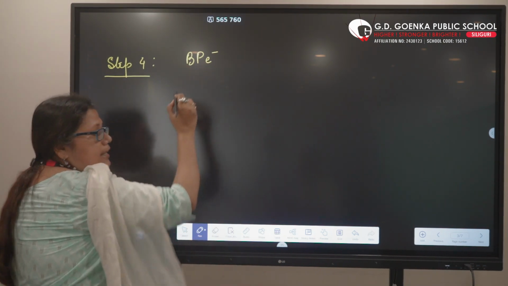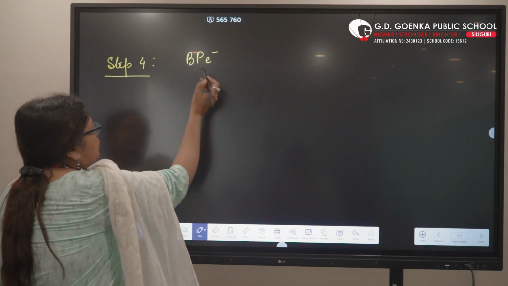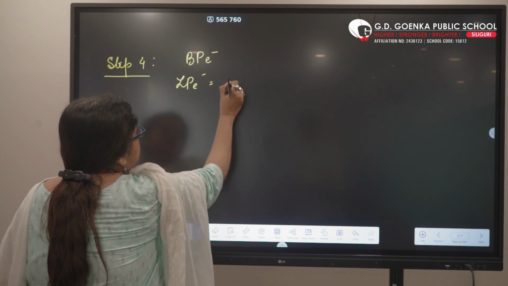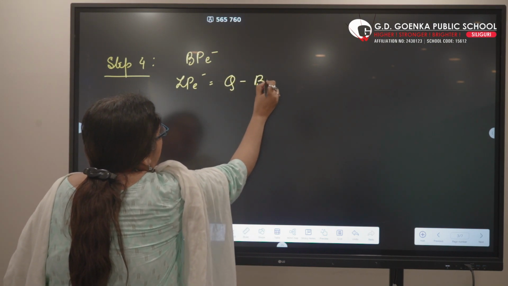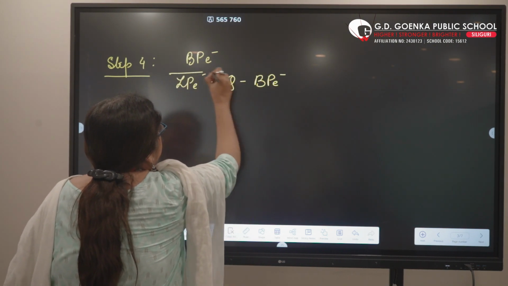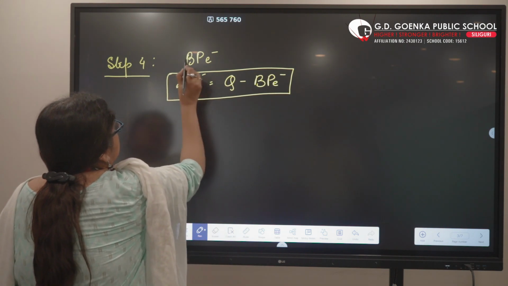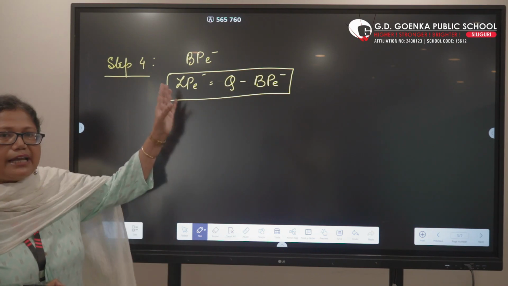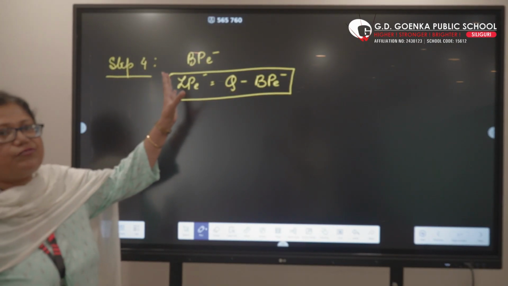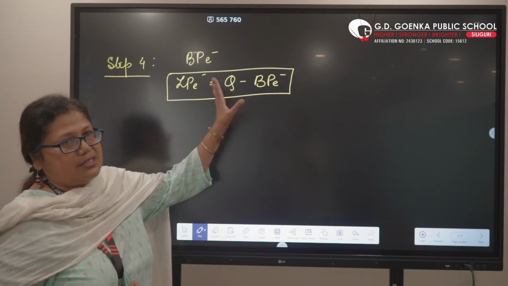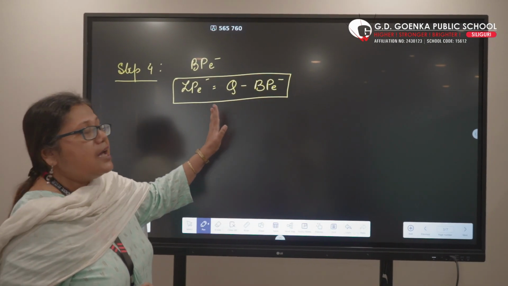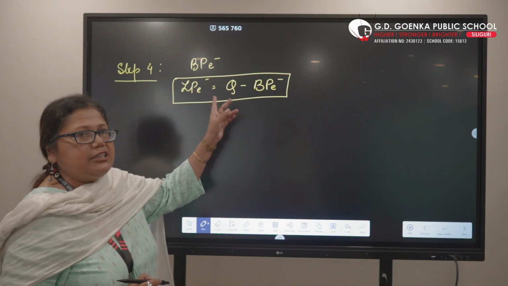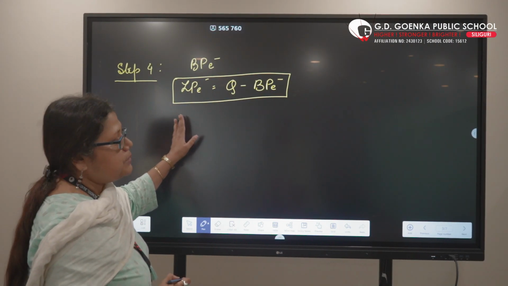Now as we calculate the bond pair electrons, it will be followed by calculation of lone pair electrons, that is Q minus bond pair electrons. Now this is again so much important. So what did we do right from the very beginning? We have calculated the total number of valence electrons of the species. I'll take up examples after completing the rules.